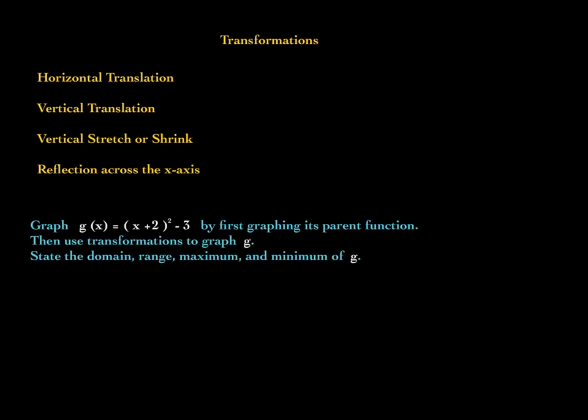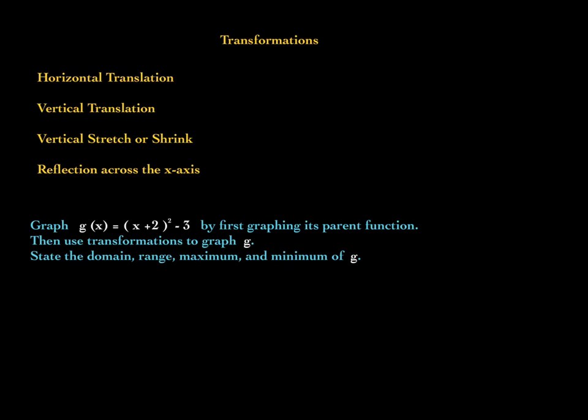All right, check out this example. Graph g of x is equal to (x plus 2) quantity squared minus 3 by first graphing its parent function. Then use transformations to graph function g. State the domain, range, maximum, and minimum of function g.